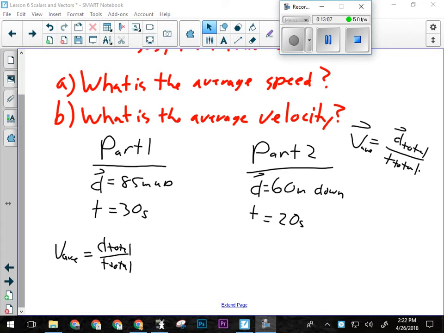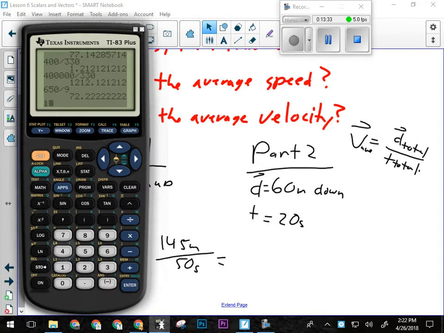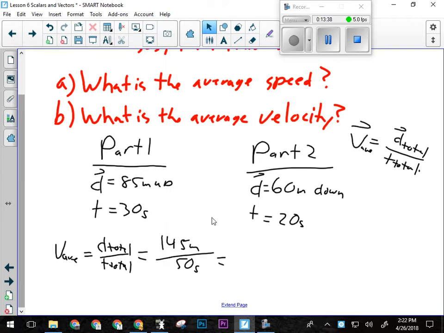For part A, we're looking for the average speed. Is speed scalar or vector? Scalar. So it doesn't matter whether I went up or down. I just need to know how far the elevator went in total. The total distance is 85 plus 60, which is 145 meters. The total time is 30 plus 20, which is 50 seconds. So 145 divided by 50 is 2.9 meters per second. Again, no direction on that because that's speed and it's a scalar quantity.